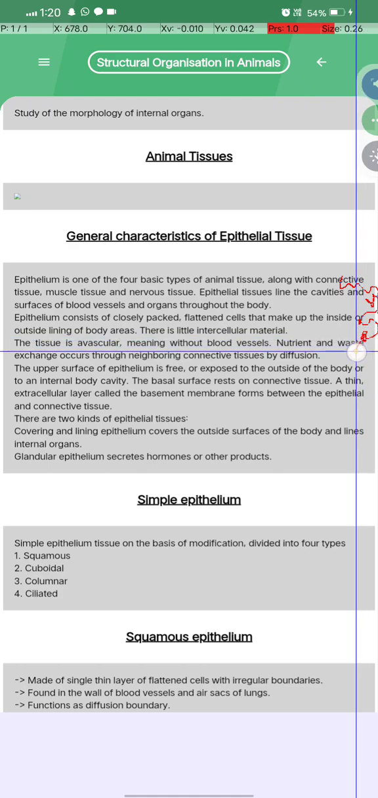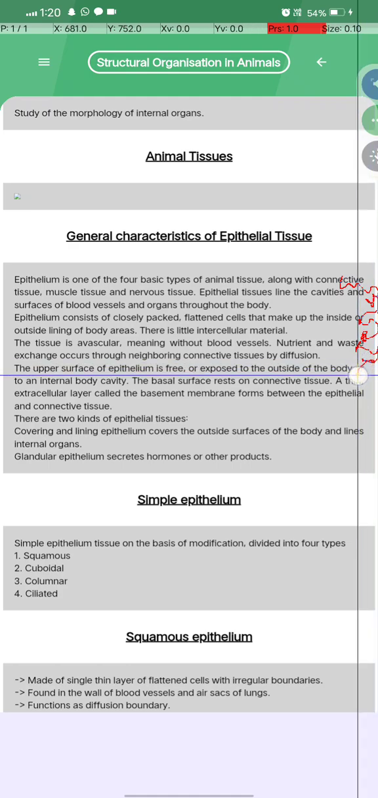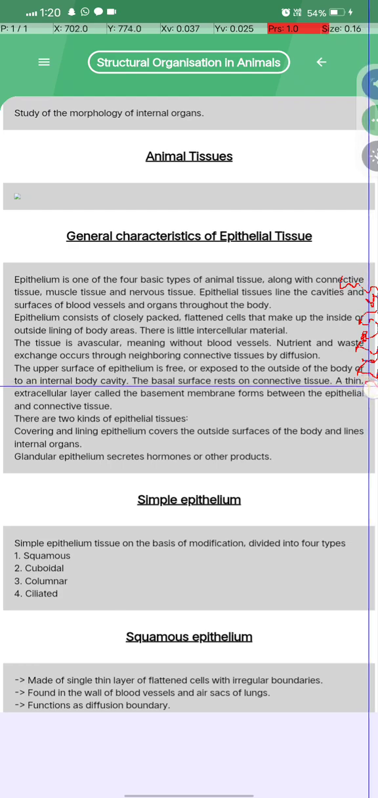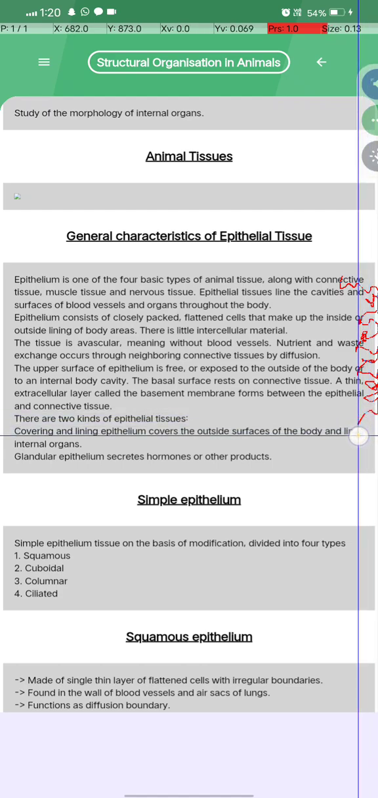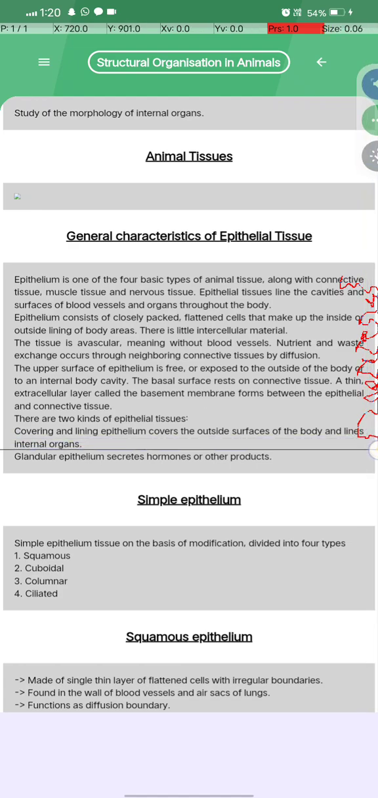The tissue is avascular, meaning there are no blood vessels, and the nutrient and waste exchange occurs through the neighboring connective tissue by diffusion. The upper surface of epithelium is free, exposed to the outside of the body or the internal body cavity. The basal surface rests on the connective tissue and a thin extracellular layer called the basement membrane forms between the epithelial and connective tissue. There are two kinds of epithelial tissue: the covering and lining epithelium covers the outside surface of the body and lines internal organs.